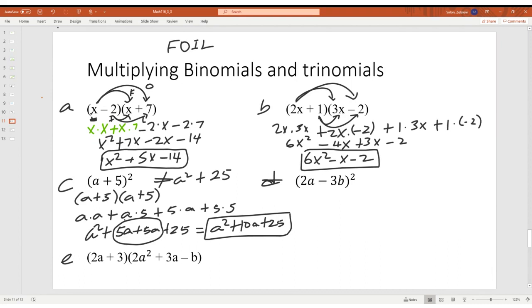Now I want you to try number D. Again, I'll give you 2 minutes. So right now it is 7:03. So we'll come back for the answer at 7:05. Okay. So don't forget a plus 5 squared is not a squared plus 25. So you have to multiply the binomial by itself. That gives you a squared plus 10a plus 25. Yeah, excellent, Luis. Excellent, Norma.